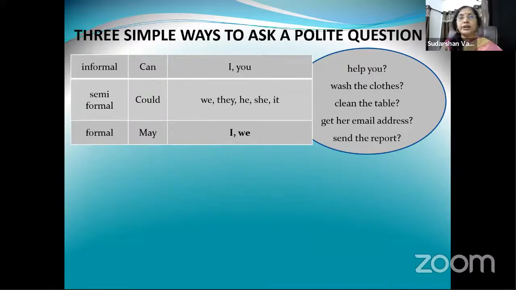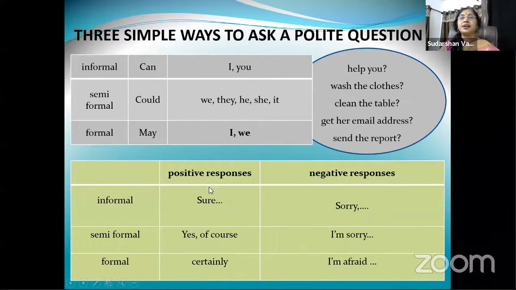Responses also will depend upon the relationship between A and B. Let's take a look at this. Positive responses when you say yes, negative responses when you say no. So, can I help you in an informal situation? Sure. Can I wash the clothes? Sure. Can I clean the table? Sure.